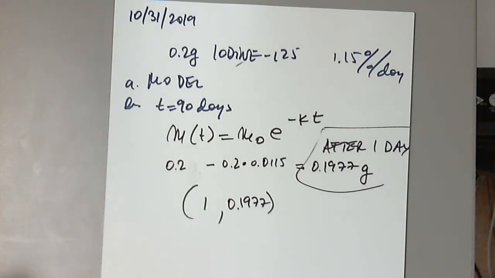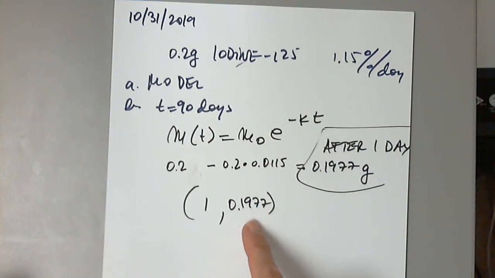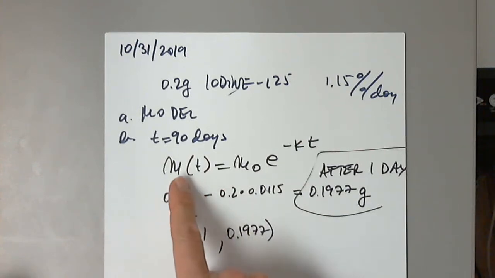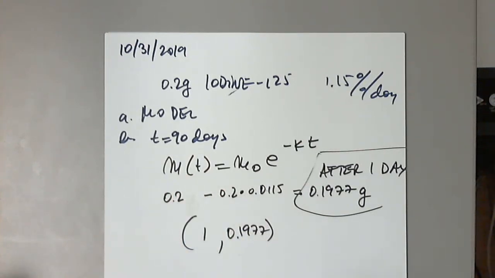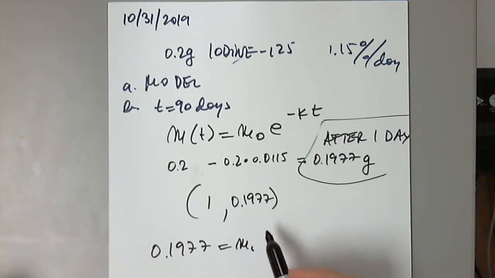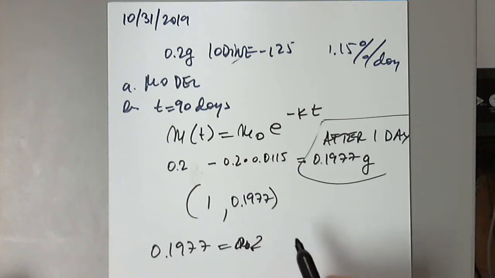Let me shut the door. Good. So this is our point, 1 comma that quantity. This is the point that we want to put in the model. Every point of a model represents, when this is x, this is f of x. In this case, when t equals 1, this is m of 1. So what we get is 0.1977 equals M0, which I should replace with 0.2, times e to negative k times 1.